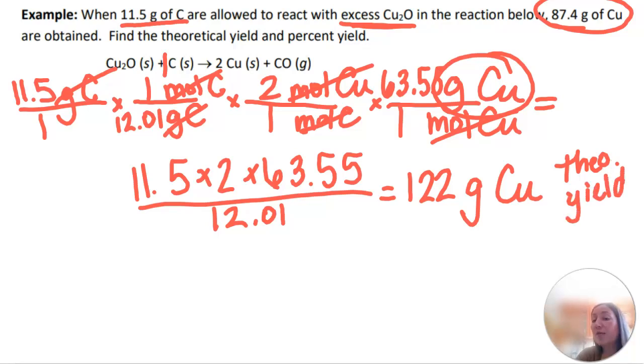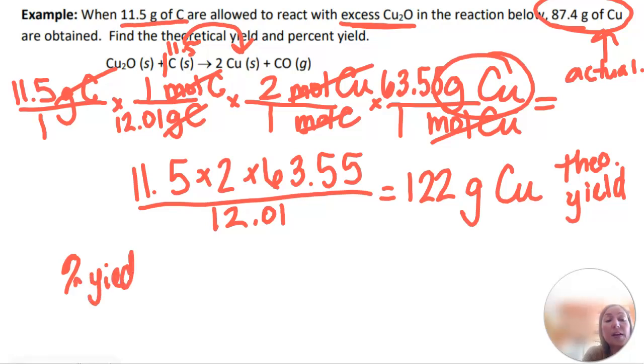That's how much we should have made in theory if all of our 11.5 grams of carbon to start off, if all of them had made copper, we would have made this much in theory. But the reality is that we actually only made 87.4 grams of copper. So we're going to do our percent yield equation. In our percent yield, we're going to have our actual yield over our theoretical yield times 100%.